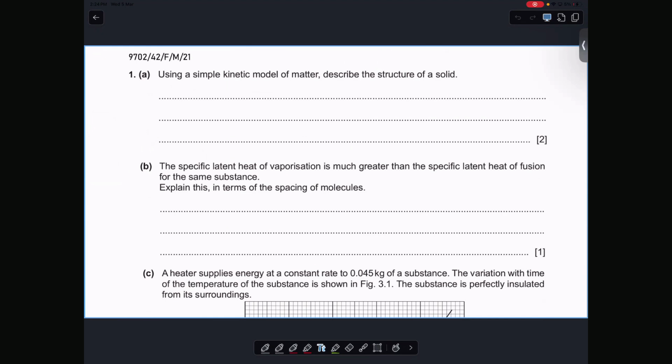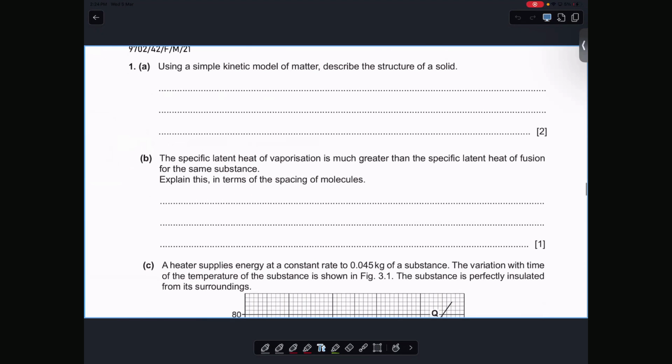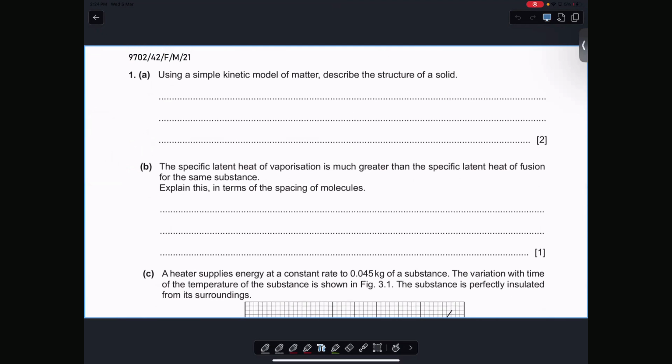With low kinetic energy. Describe the structure of a solid. I think kinetic energy would become movement. Anyone else? Vibrational kinetic energy.